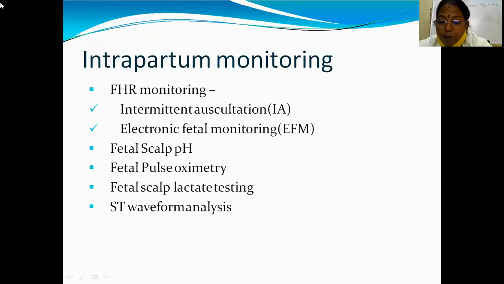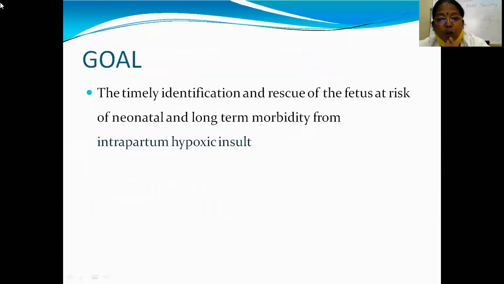The main goal, as I already told you, is timely identification of fetuses that are being inadequately oxygenated, that is, those with no proper oxygen supply, and to rescue them, so that appropriate action can be taken and injury can be prevented.